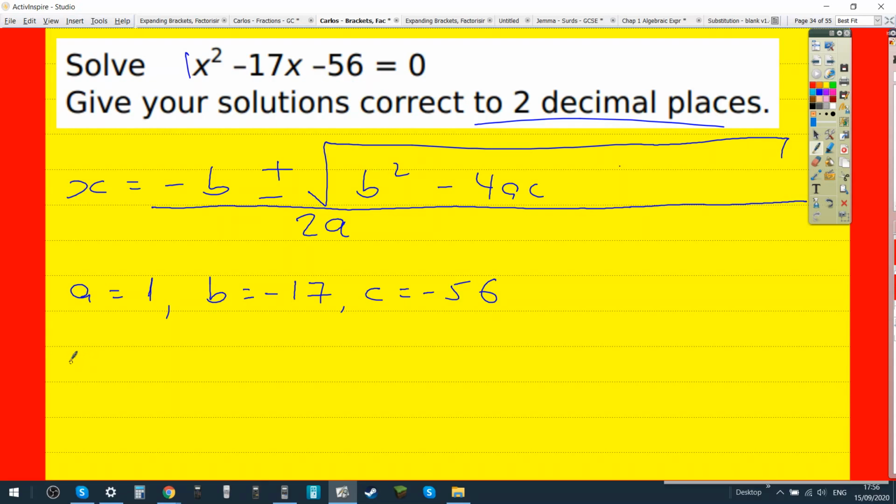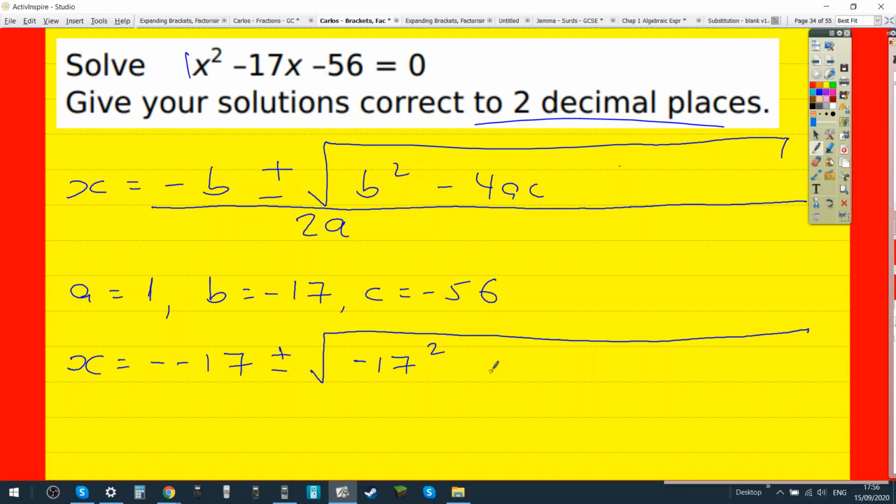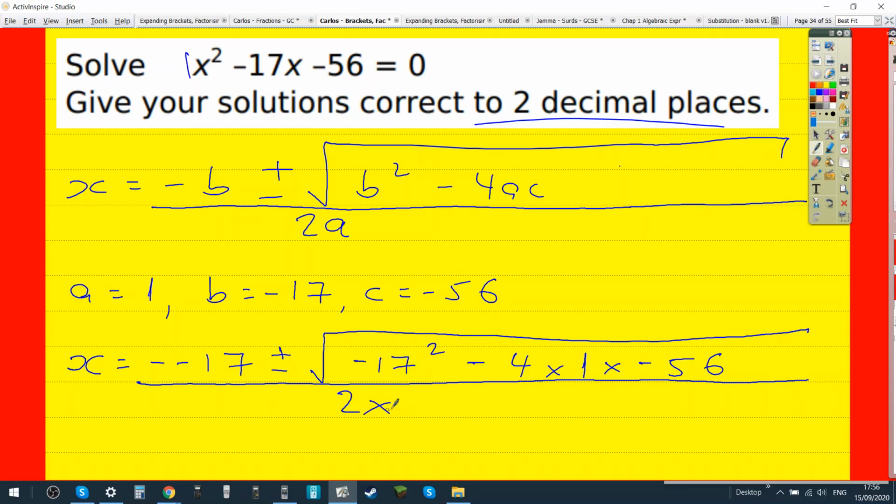So then writing it down, it would be minus 17 plus minus the square root, then minus 17 squared, and then minus 4 times 1 times minus 56, over 2 times 1. Okay, time to write it in my calculator.